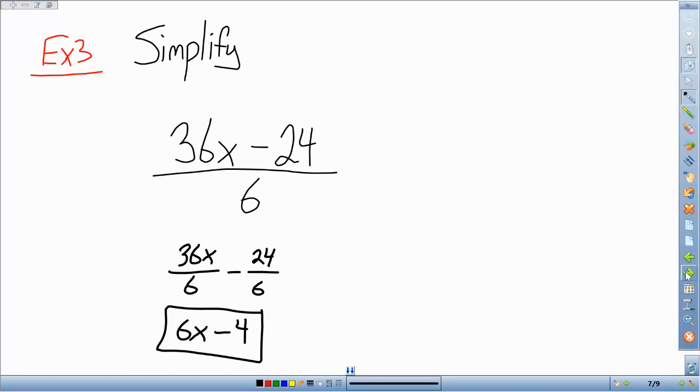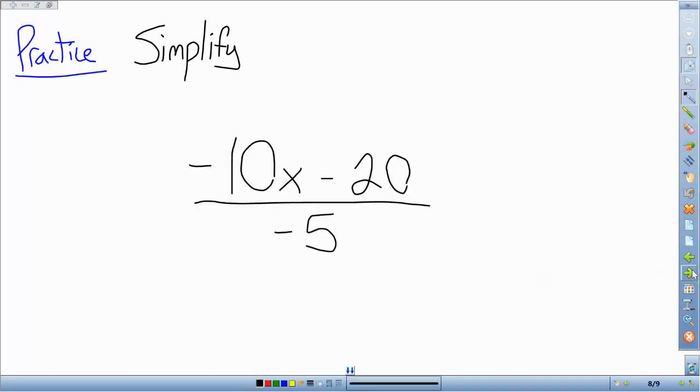All right, so last thing here, I'm gonna go ahead and have you guys try one of these on your own, and then we'll look it over. Try it out. Okay, so negative 10x minus 20 divided by negative 5. Okay, hopefully you did the same thing I did on the last problem, realizing that this negative 5 needs to divide into both of these terms. So I'm going to first just write that out. So the negative 10x is going to be divided by a negative 5. Okay, and then don't forget there's still this minus 20 divided by negative 5.